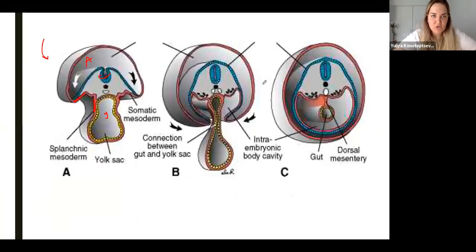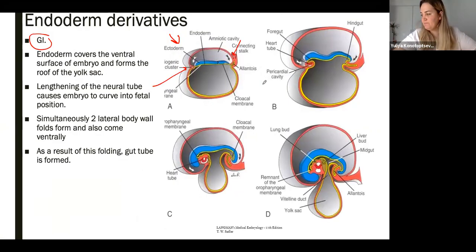Okay, so we're talking about folding the embryo. And I will try my best to show it on myself first, so you can understand what I am talking about. Okay, I am your embryo right here. This is the head. Somewhere there is the tail. Okay, head, tail, right here. What is in the center? Notochord. And what is above the notochord?